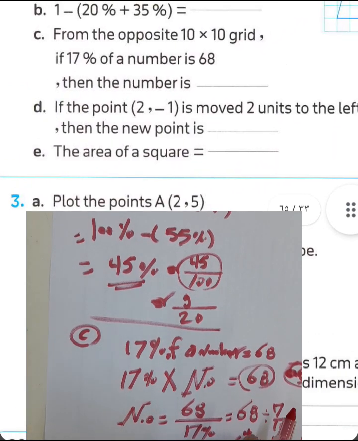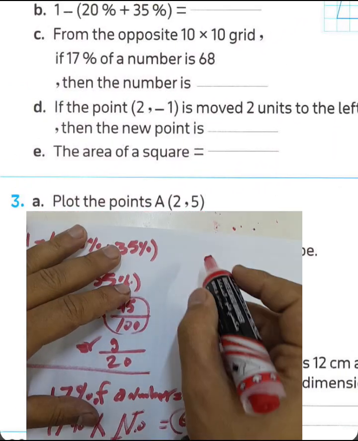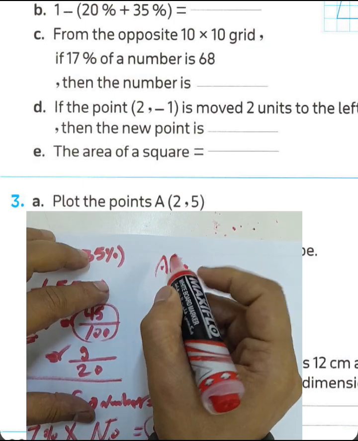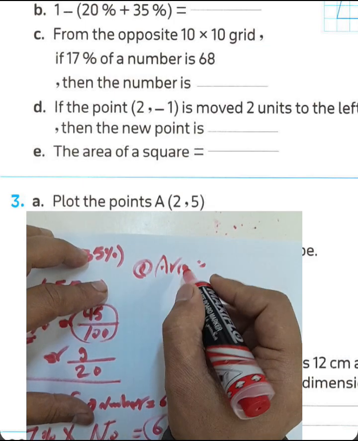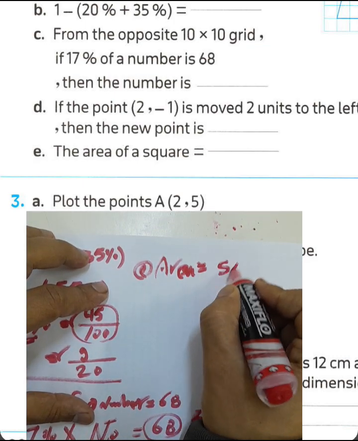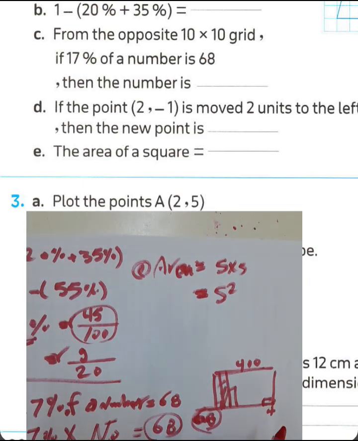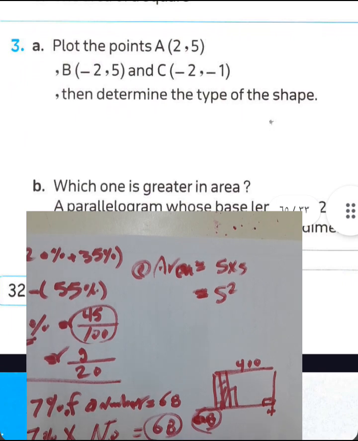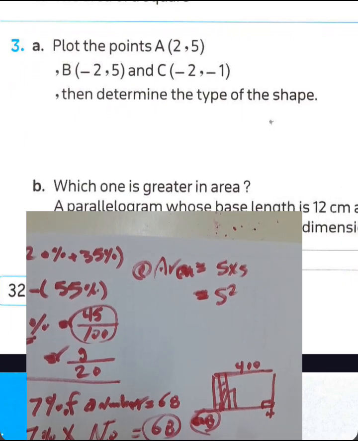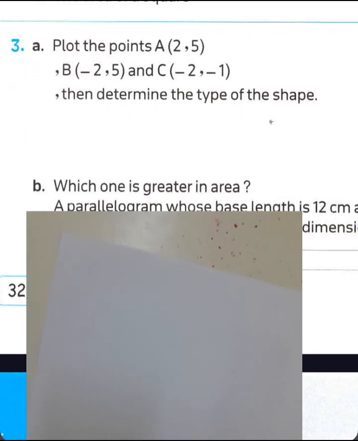The area of a square equals S times S. About letter E, area S times S, or S squared. Question number 3, plot the points, then determine the type of the shape.